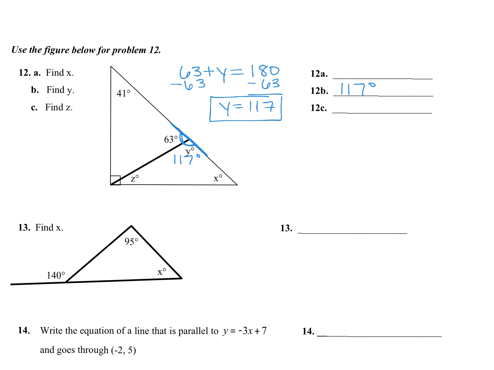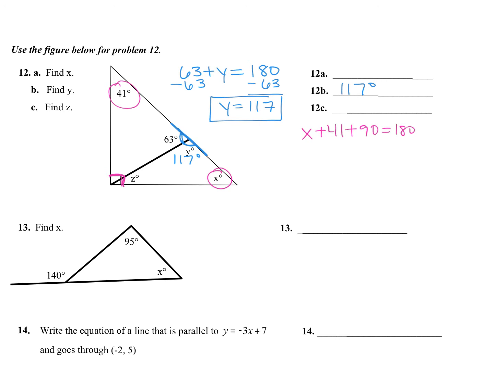Shall we go to z, since so many more people liked z? I would still, for me right now, do x next. Let me show you why. 41, 90, and x makes a triangle, so I would do that. I'll show you that right here. X plus 41 plus 90 equals 180, okay? I'm not going to solve that right now because so many of you said z.